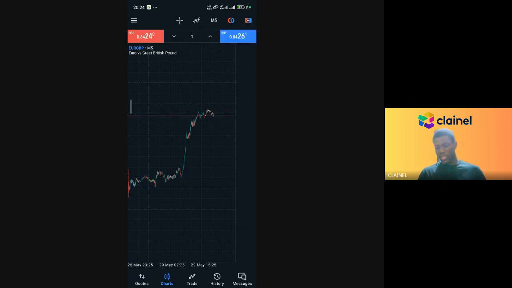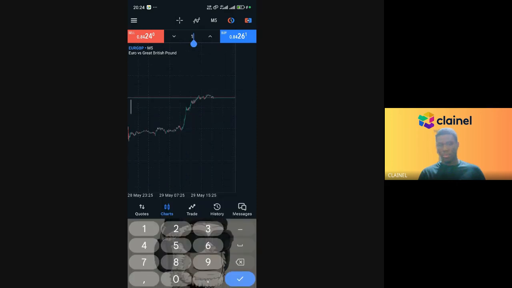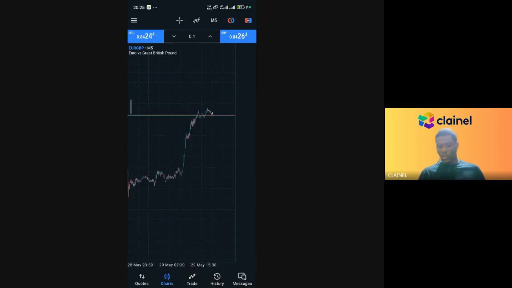Now this one here specifies our lot size. The higher the lot size you use, the more money in your account you need to enter the trade, and the closer your liquidation price. So we're going to put our lot size at 0.1. And then if you want to sell, there are two ways to trade.